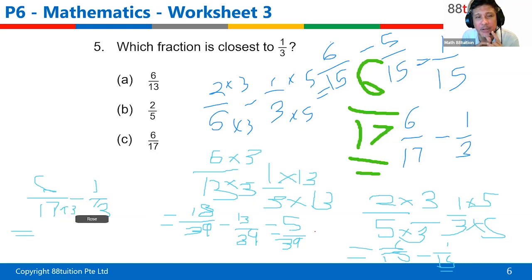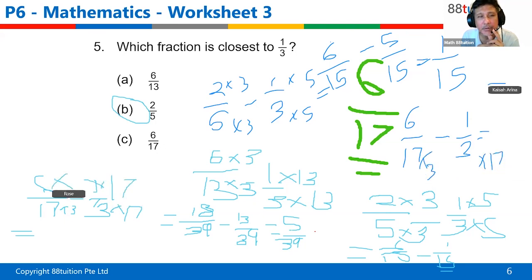Okay, when we work on the gap, it looks a little hard to compare. Because for one, the gap turns out to be 5 out of 39, and for the other, the gap turns out to be 1 out of 15. And I can see Kaiser and Rose both working on the third one, which is 6 out of 17. Yes, both of them are writing. So you all may want to see how. One is 2 times 3, the other is times 17, so the denominator will be the same.